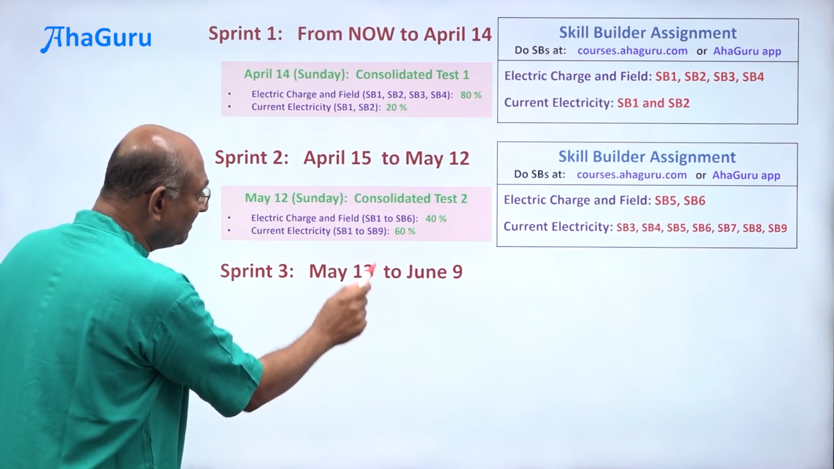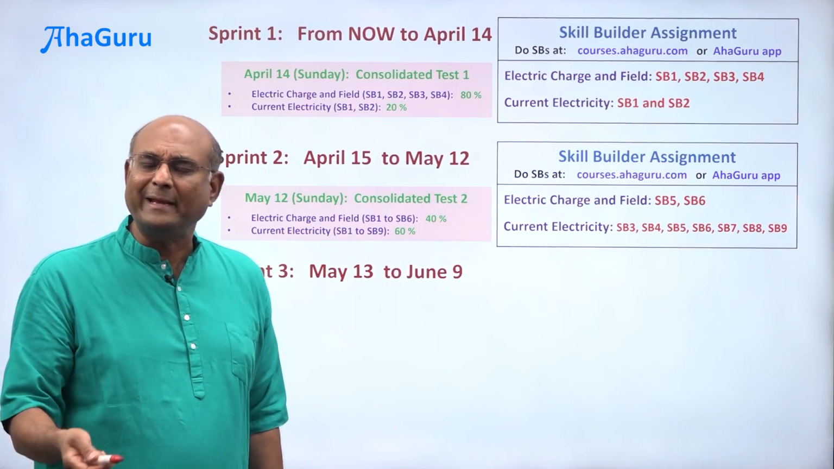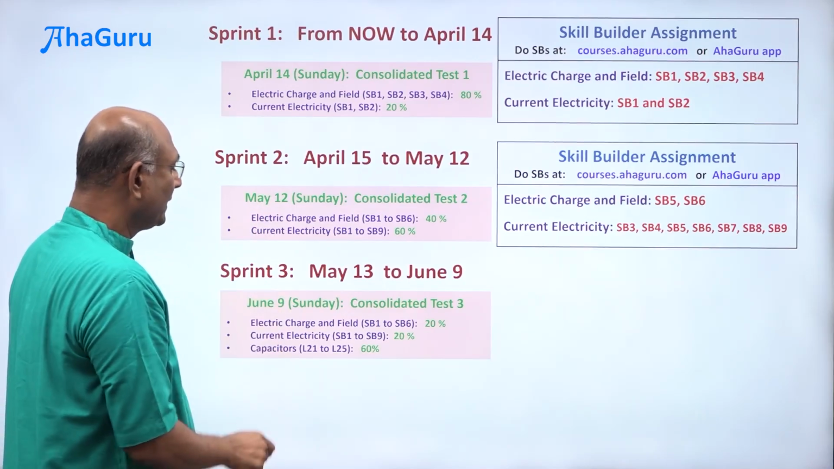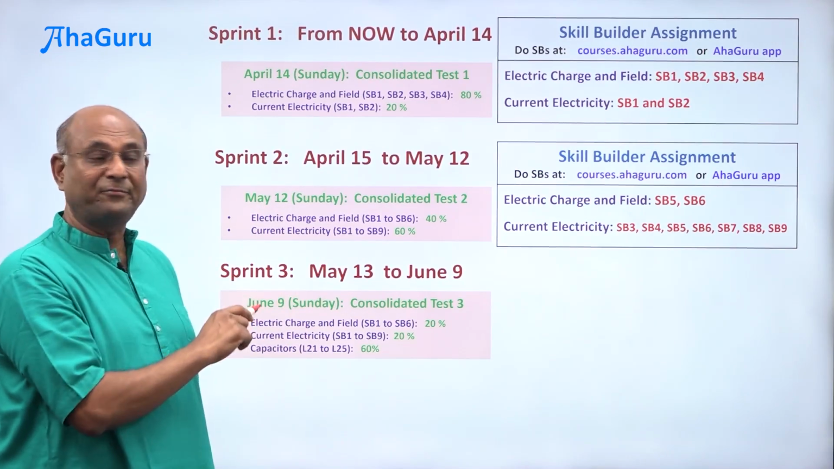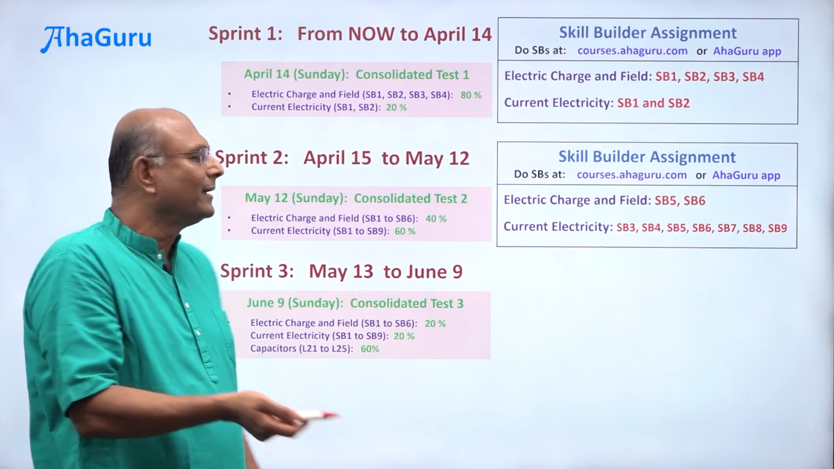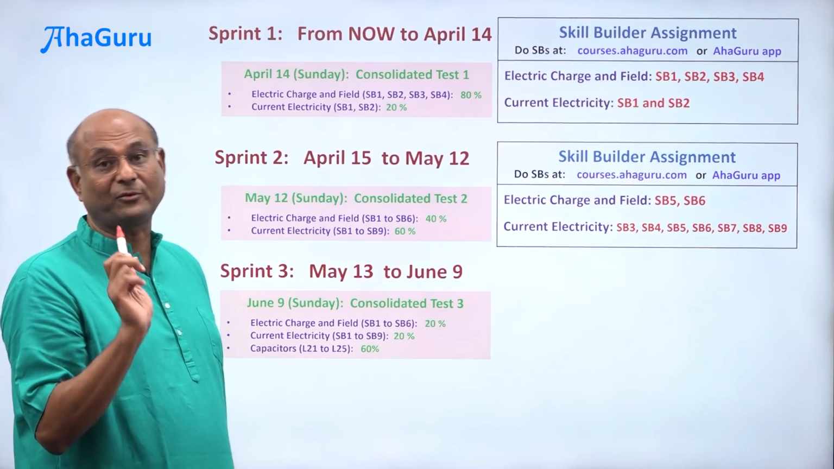Sprint 3 will start on May 13th and go on till June 9th. So what does that mean? On June 9th, you're going to have a consolidated test, CT3. The topics will be electric charge and field, which you've already done. Do you think I'm going to give you an assignment there? No, right? It's already assigned. So I'm not going to give you an assignment there, but the test will have 20% marks for it.